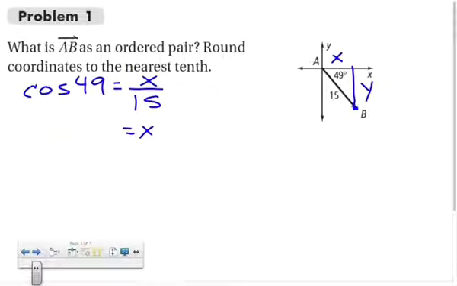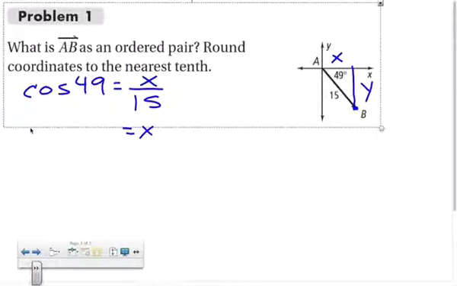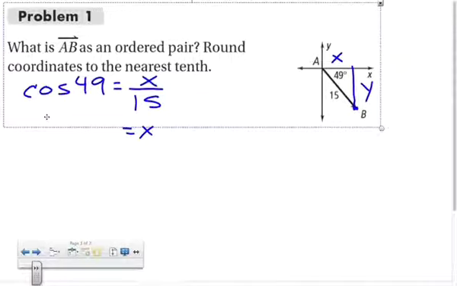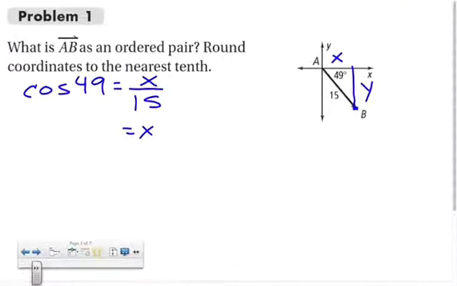In your calculator, you're taking 15 times the cosine of 49. And it says round my coordinates to the nearest tenth. So my x-coordinate is 9.8.